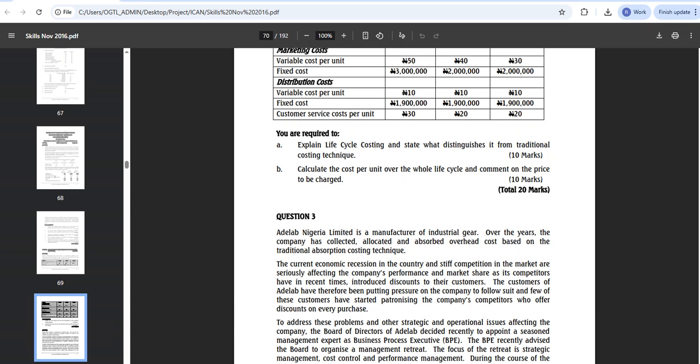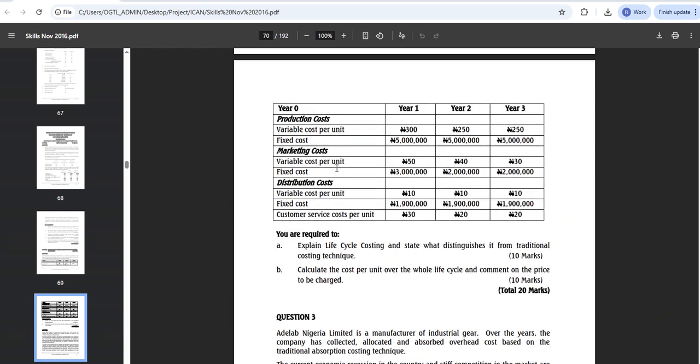So what are you supposed to do now? When you have to do cost per unit over the whole life cycle, it means you need to give us the cost for each of the life cycle, all the costs that will be incurred. When you get the cost, divide them by the number of units that will be produced over the whole lifespan as well. Do we understand? So that's what we have on this life cycle. So what are the costs given to us?